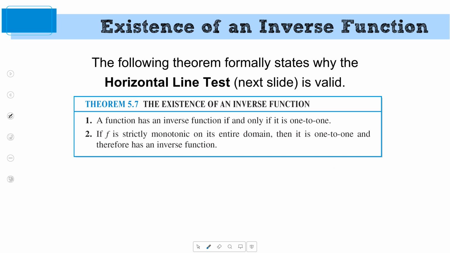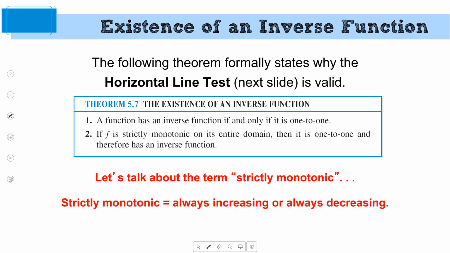We did this already, but we do need to talk about something in here. What in that little blue rectangle bothers you? Strictly monotonic. That's a fancy schmancy math term that means always increasing or always decreasing.